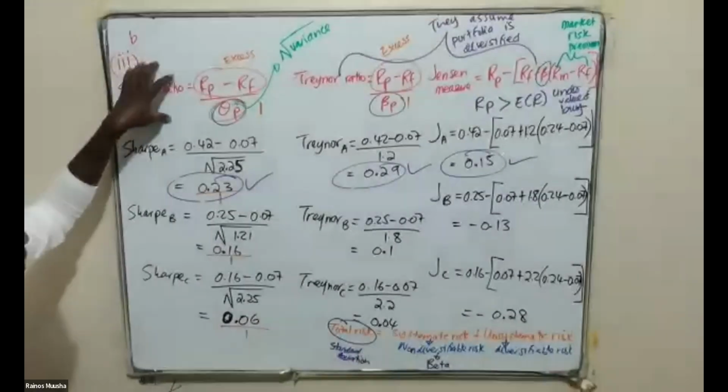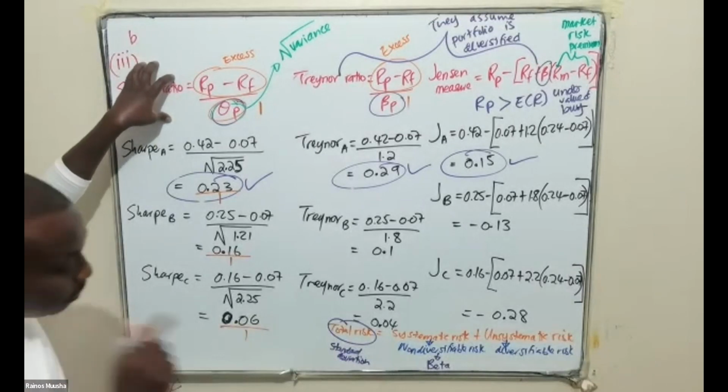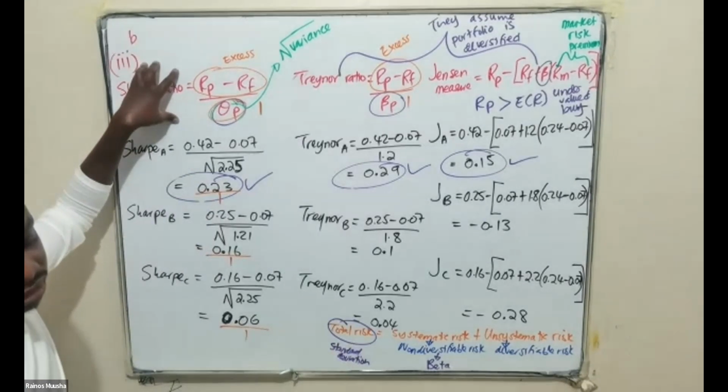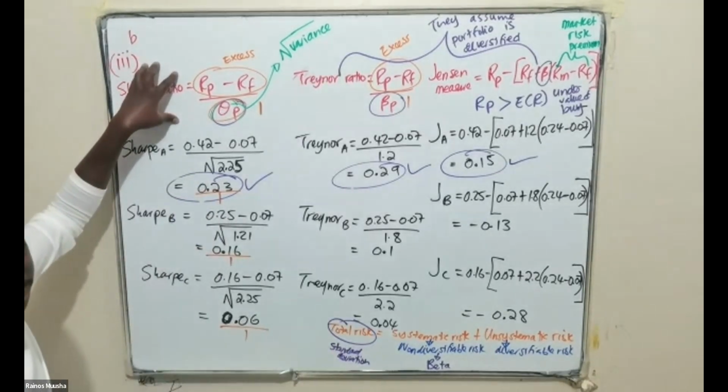Then the Sharpe ratio, this would make the Sharpe ratio more superior because the Sharpe ratio takes into account all the risk, which is the total risk, as measured by the standard deviation. Are we on the same page?